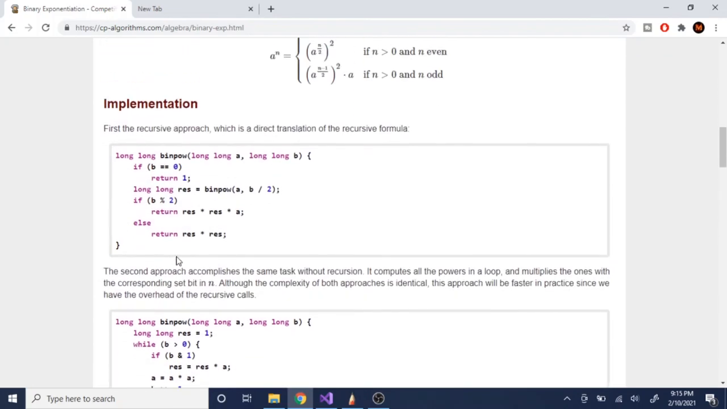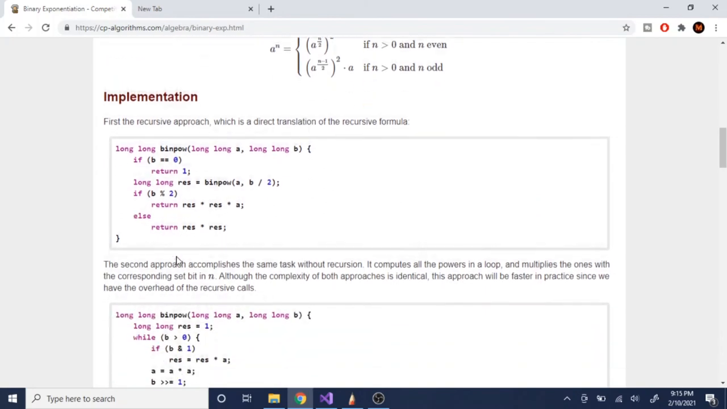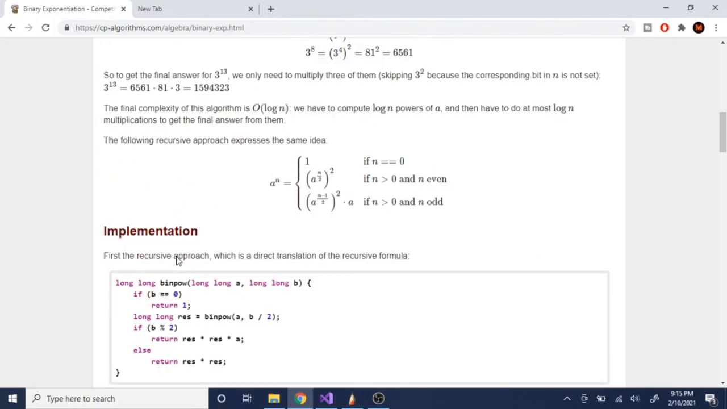So that's pretty much the gist of how to do binary exponentiation. It's not too difficult, I guess, but it's not too easy, I guess.